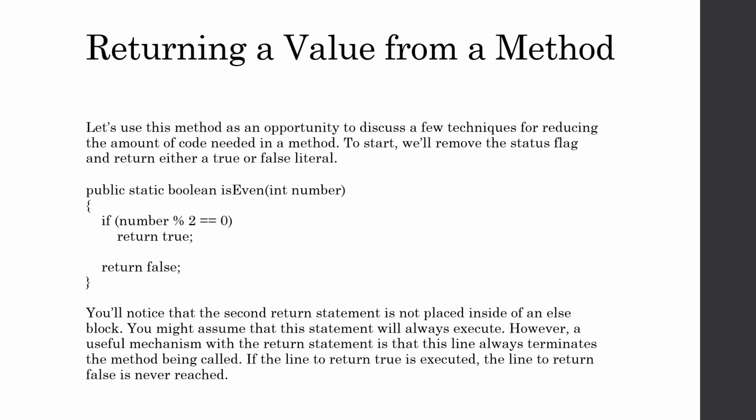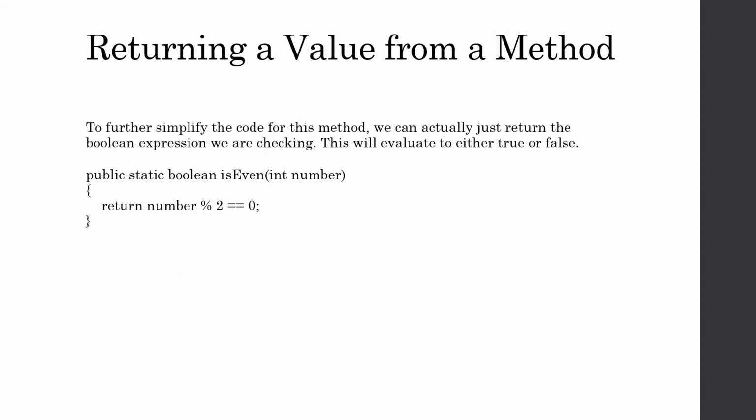But we can actually make this code even shorter than this. So to further simplify this code, we can actually just return the Boolean expression that we are checking. So we can go ahead and just say return number mod 2 equals 0, because of the fact that that Boolean expression will evaluate to either true or false. So that much is already good enough for our return statement.